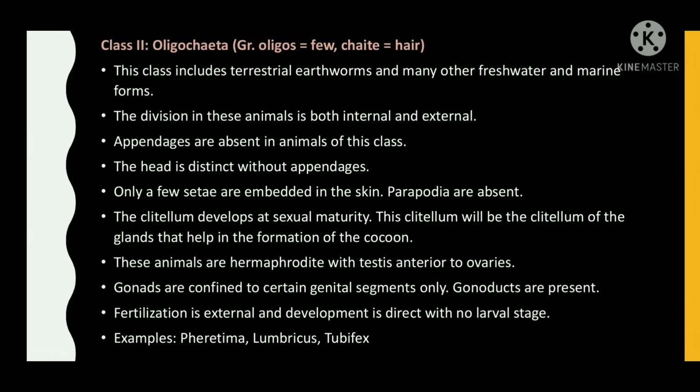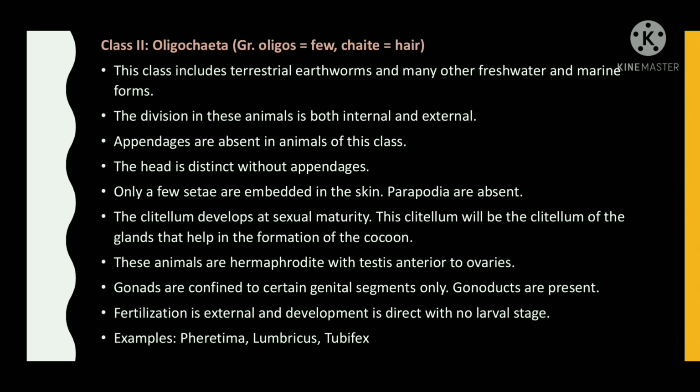Class 2 Oligochaeta. Oligo means few, chaeta means hair. This class includes terrestrial earthworms and many other freshwater and marine forms. The division in these animals is both internal and external. Appendages are absent in animals of this class. The head is distinct without appendages. Only a few setae are embedded in the skin. Parapodia are absent. The clitellum develops at sexual maturity.